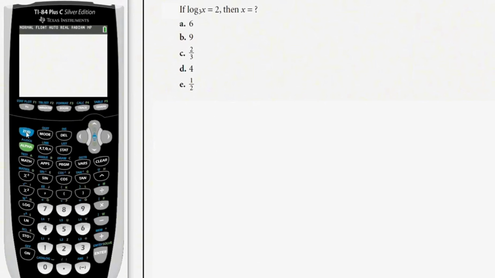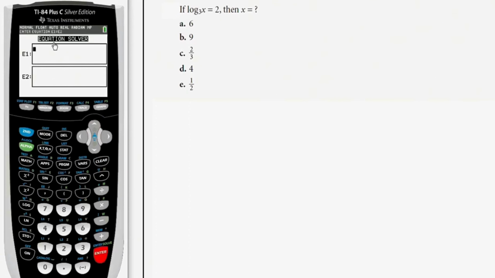So to reset, press second, then this plus button, group option 7, press 1 and press 2 and it will do this for you. Alright, so it's done. Press this clear button. Now we need to go to equation solver. You press math, scroll up, look for solver, press enter.